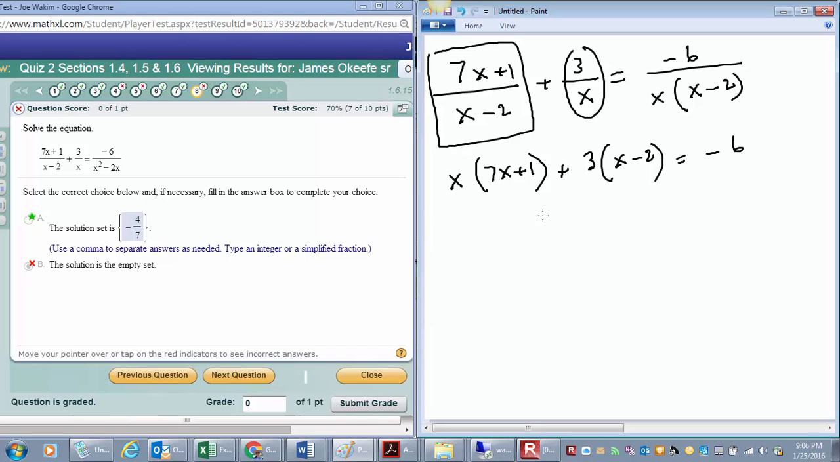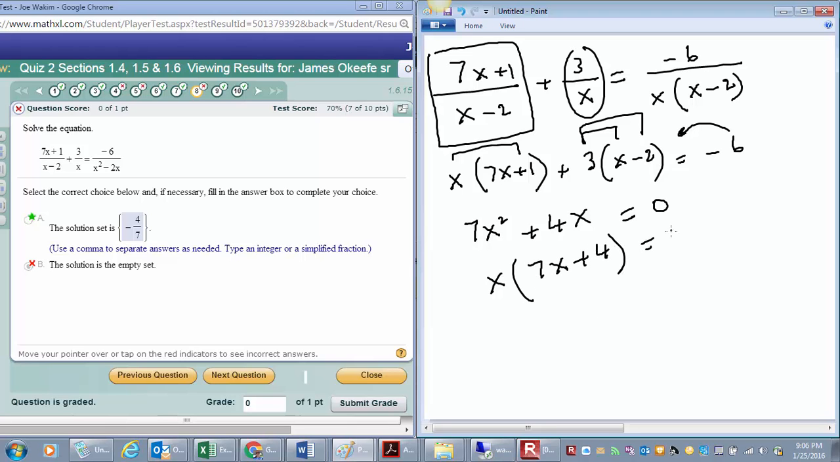So this is another quadratic equation. We have 7x squared. Now here we have an x plus 3x, that's a 4x. Here we have a minus 6, and then move the negative 6 to this side, it would be plus 6. So that's a 0. Take x as common factor. You will end up with x times 7x plus 4. Either x equals 0 or x equals negative 4 over 7.